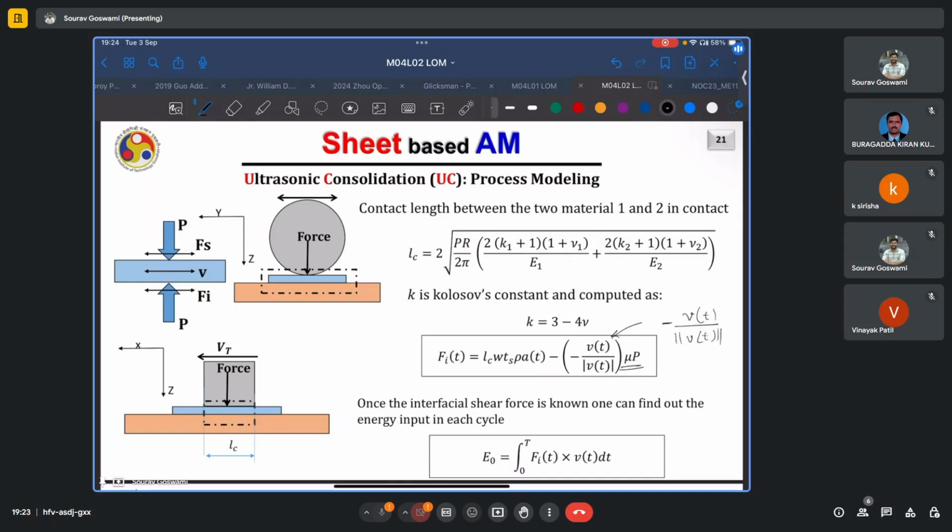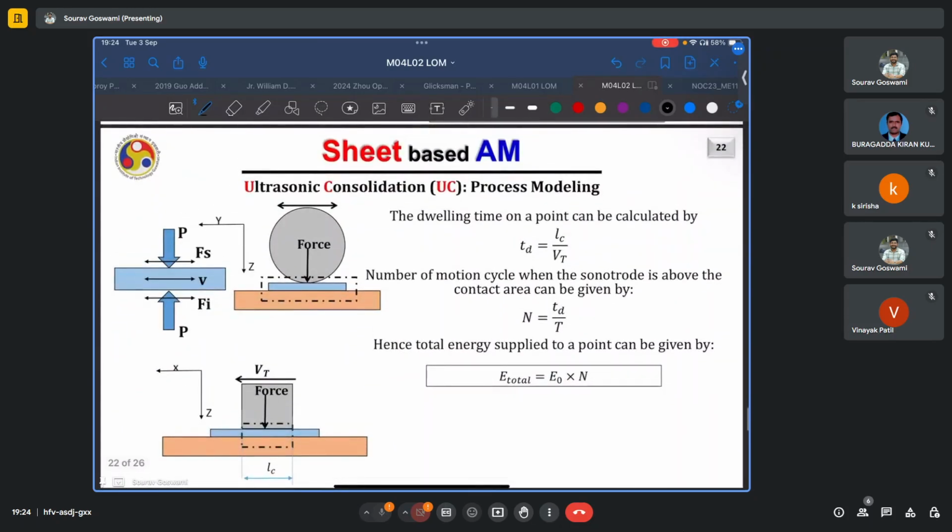Once this interfacial shear force term is known, we can find the energy input in each cycle. So we know that power is equal to force into velocity. This is one of the formulae which we used in our 11th and 12th physics classes. If we just integrate this differential power over the time of action, say from 0 to t, we'll end up with energy, and this is exactly what is done here. Even the dwell time on each point can be calculated, and then we have the number of motion cycles when the sonotrode is above the contact area, and the total energy supplied will be equal to the energy supplied in each cycle multiplied by the number of cycles.